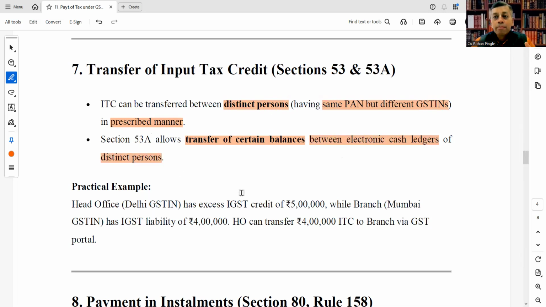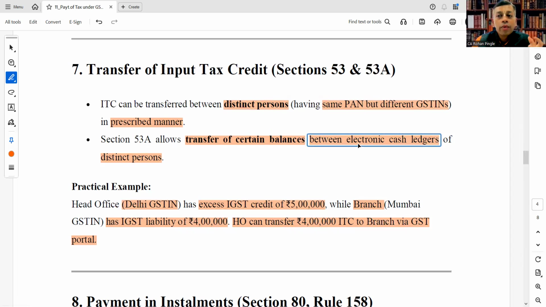Let's see a practical example so that it is easily understood. Head office Delhi GST has excess IGST credit of rupees 5 lakh, while branch Mumbai has IGST liability of rupees 4 lakh. In that case, the head office can transfer rupees 4 lakh ITC to the branch via the GST portal. Very good provision.